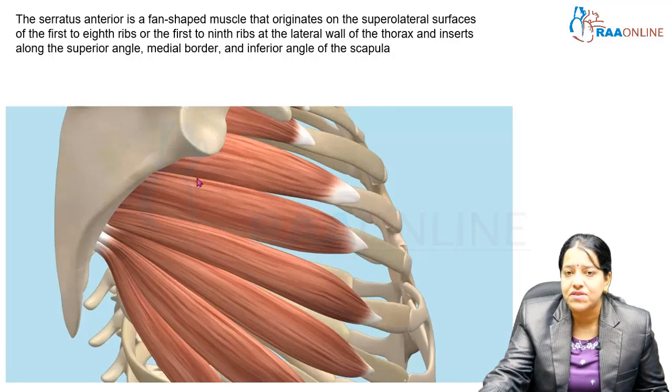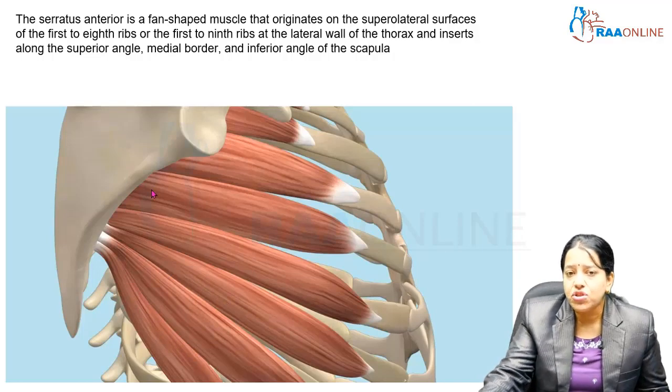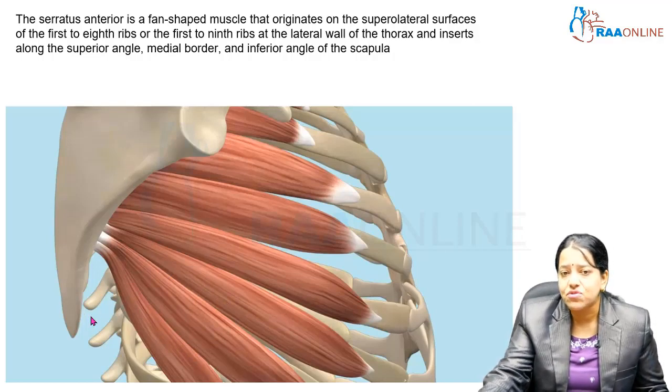You can see over here, this is the scapula, and this is the rib cage, and one side is being shown. All these digitations from the first 8 or 9 ribs join together and get inserted to the medial border, because this is the lateral border. It doesn't insert to the lateral border, but it goes and inserts to the medial border of the scapula.